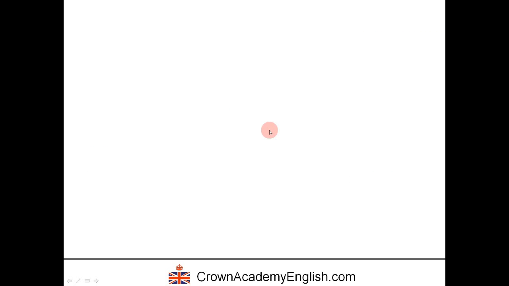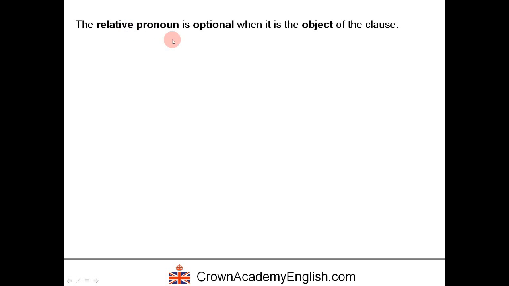Now, advanced rule. The relative pronoun is optional when it is the object of the clause. Optional means that it is not compulsory. Sometimes we can choose not to use it. So let's look at an example. In formal English, we can say this: the customer whom I called was angry. We've already seen this example. It's optional, so we have chosen to use it.